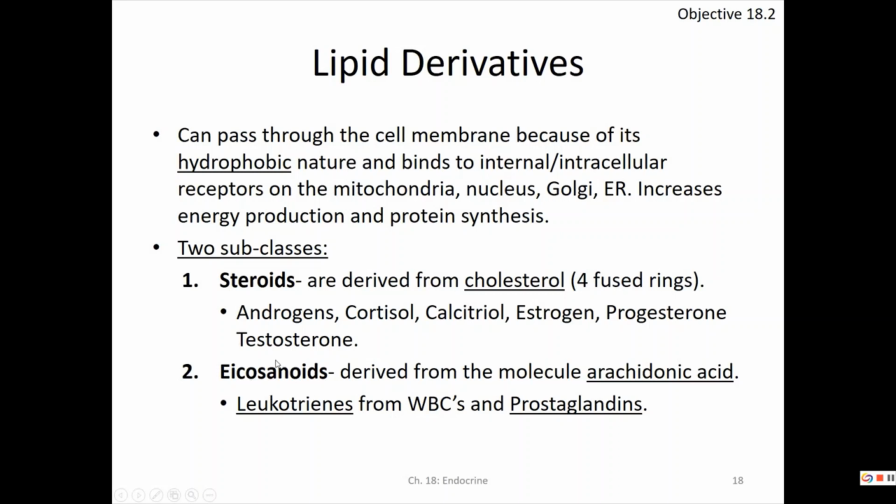Eicosanoids. They are made from a molecule called arachidonic acid. This is very early in the morning and I'm getting tongue twisted there. Eicosanoids are either leukotrienes or prostaglandins.